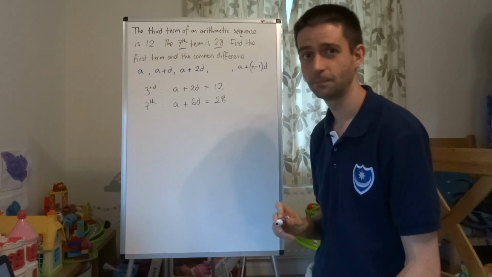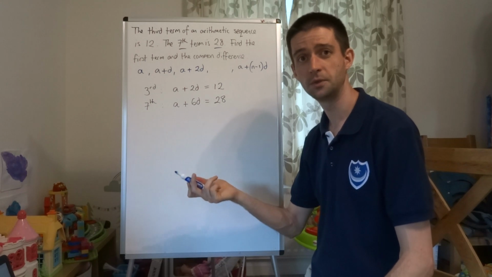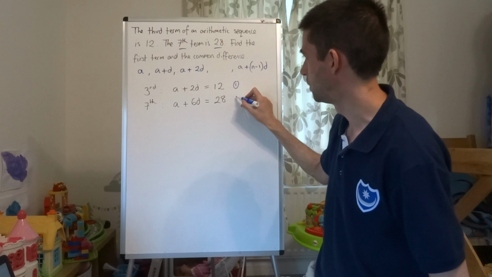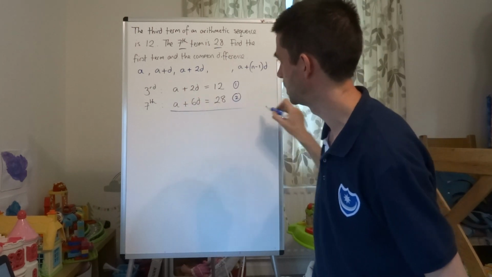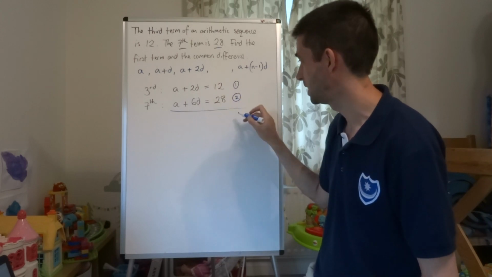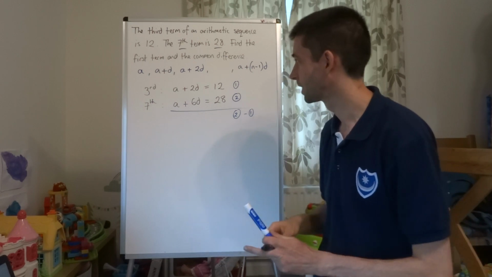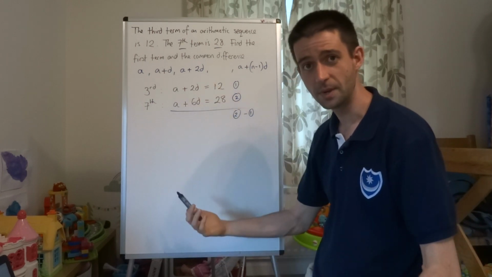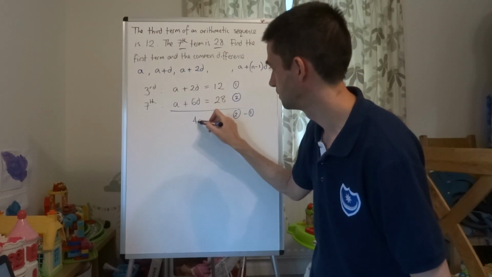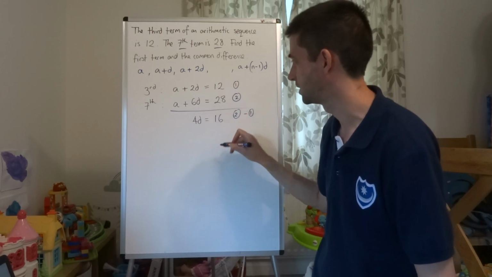Seventh term is 28. And what we have here is two simultaneous equations which we can solve to find the value of A and the value of D. So if I call this equation 1 and this equation 2, to keep positive values here, I'm going to do equation 2 take away equation 1. So A take A is nothing, we've eliminated A. 6D take 2D is 4D. And 28 take 12 is 16.